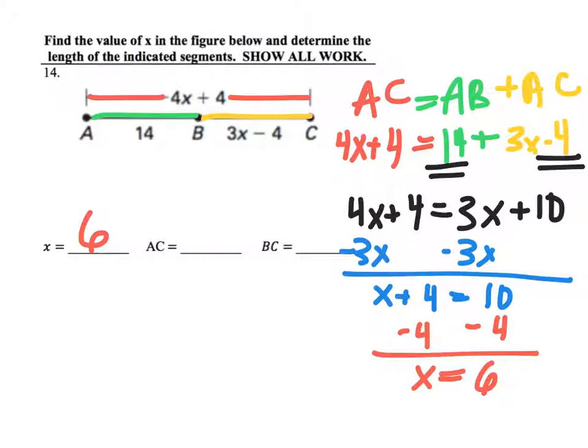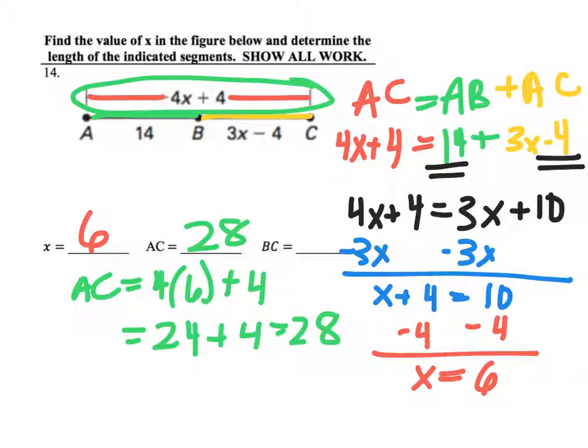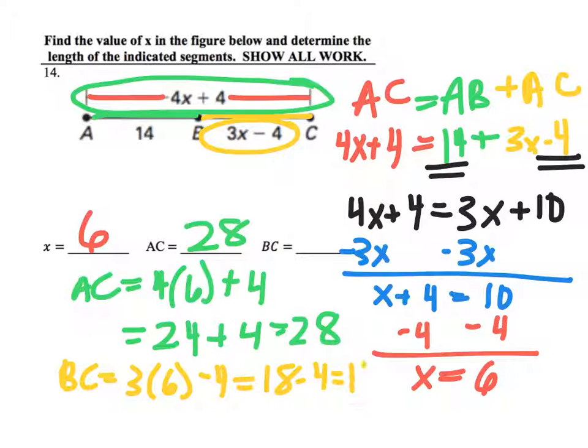Now we still need to find AC and BC, so we have to plug 6 back in. I know AC equals 4 times 6 plus 4. All I did was I took this equation up here and I plugged in my x value. 4 times 6 is 24. We add 4 to it and we get 28. And that is going to be the length of the whole thing. BC equals 3 times 6 minus 4. Again, we're plugging it into this equation down here. So we have 18 minus 4, which equals 14.